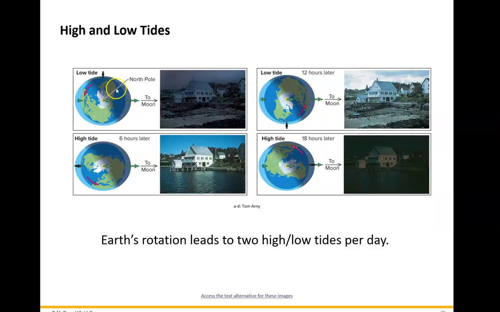All right, so here's a good example. Here's a house during low tide. 6 hours later, it's in high tide. 6 hours later than that, it's in low tide again, and 6 hours later, it's in high tide again. All right, so two high tides a day, two low tides a day, and each day they're offset by about 50 minutes. All right, so I'm going to finish this up, or try to finish this up, in the next video.